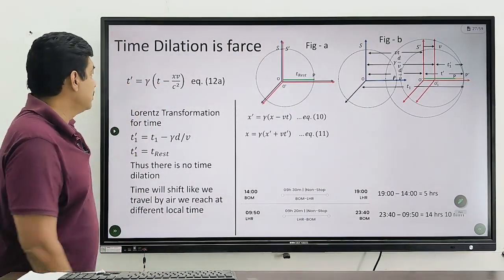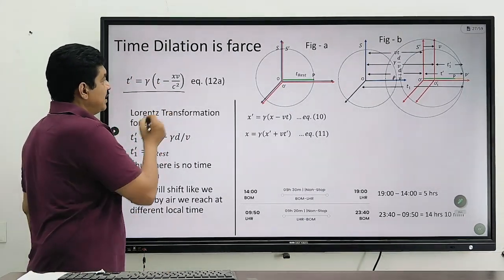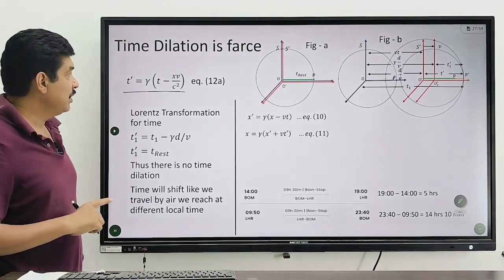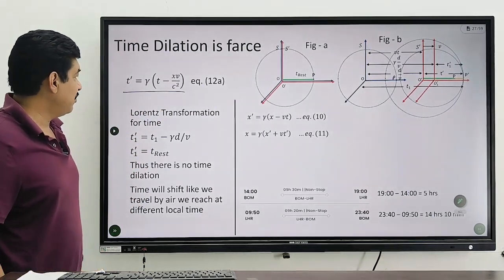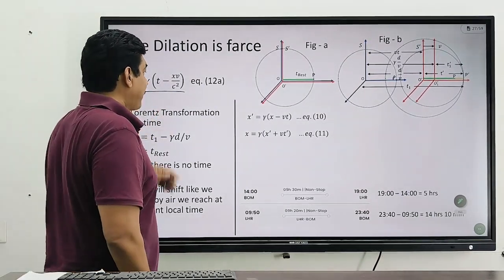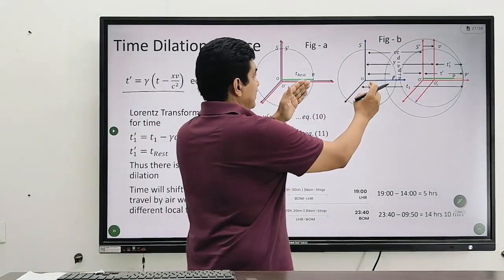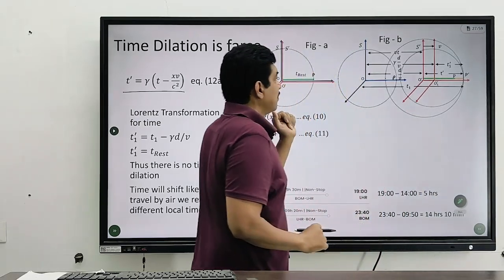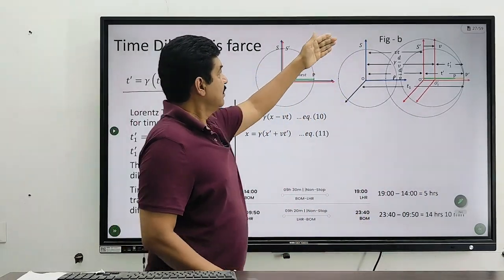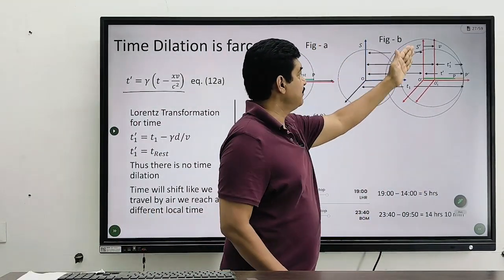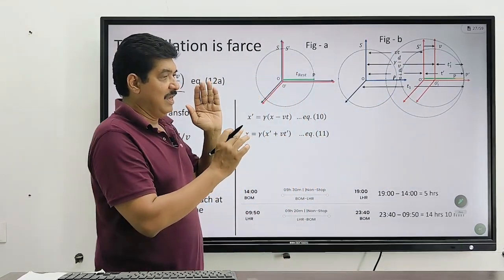Now, next, time dilation in the Lorentz transformation. Lorentz has given this equation. I have already derived the equation for you. So this is the equation. Now let us see what happens in this equation.